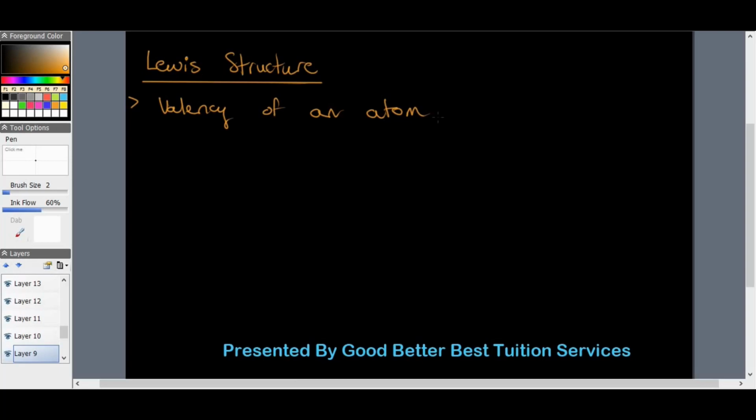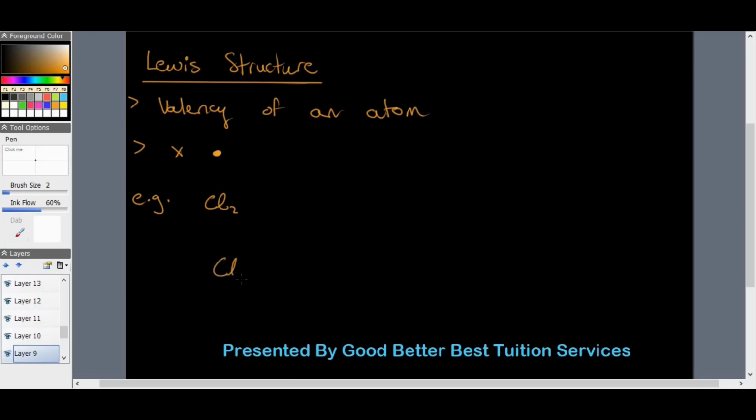Okay, so with Lewis structure, we make use of X's and oversized periods or dots. We use this to show how a bond has formed. Let's take a look at an example. Let's take an element that cannot exist by itself. Let's take Cl2, which you all know is chlorine.